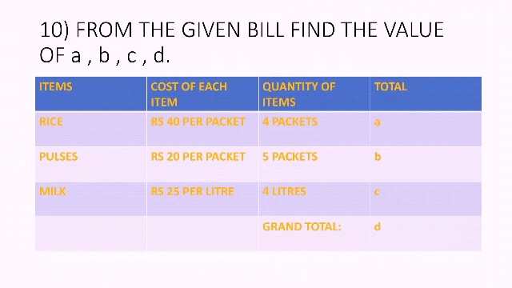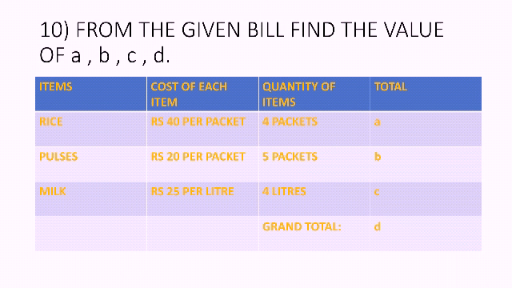Question number 10. From the given bill, find the value of A, B, C and D. Here items are given, cost of each item is given, quantity of items are given, total you have to find out. Rice, rupees 40 per packet, quantity of items bought 4 packets. So in place of A, value of A means the total cost of 4 packets of rice.